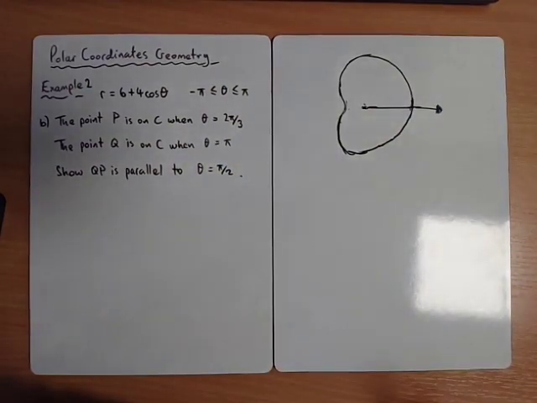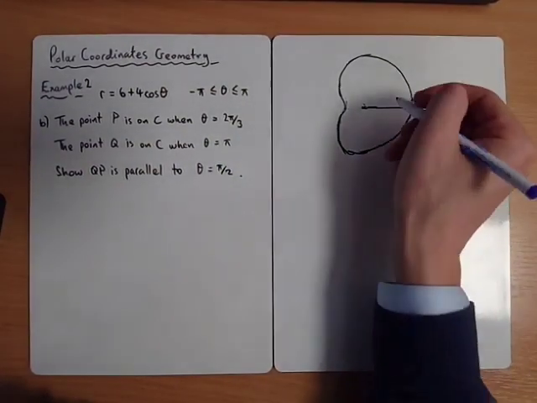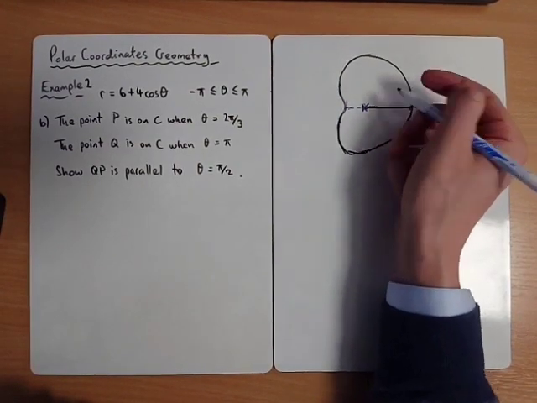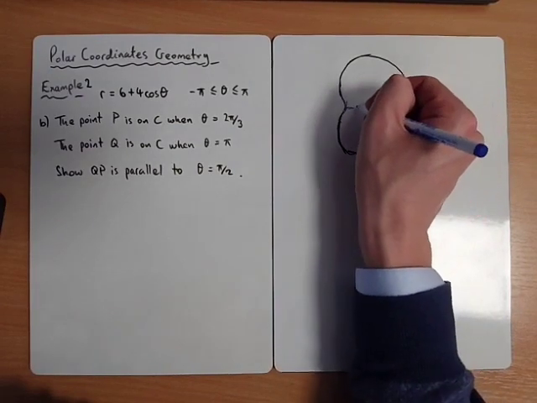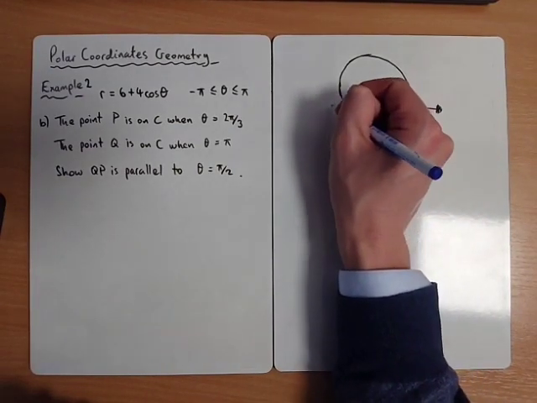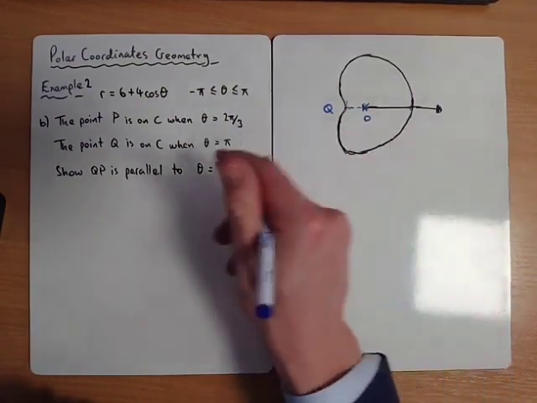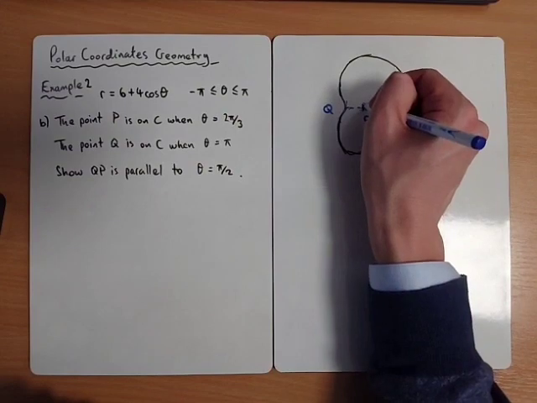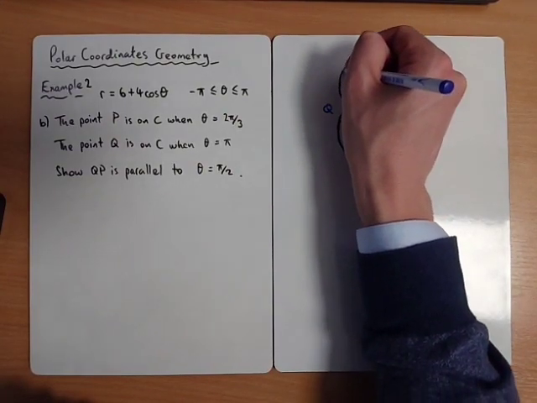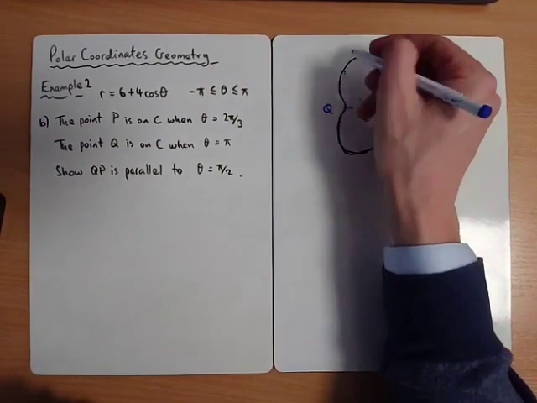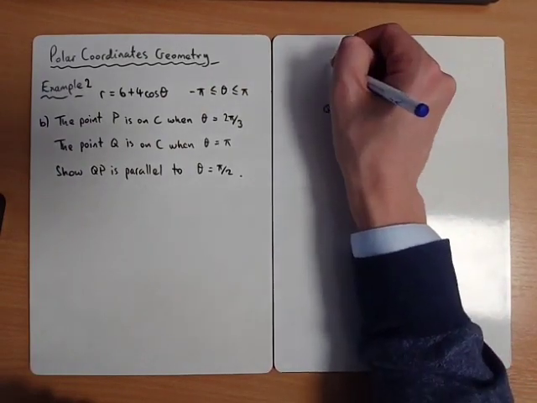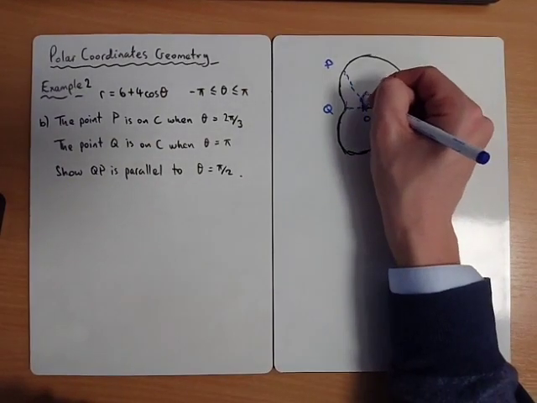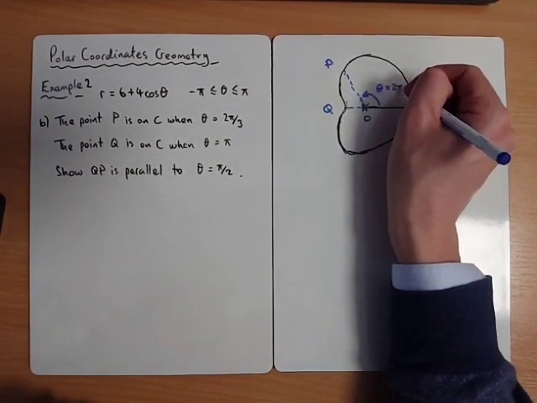So if you think about whereabouts these 2 points are, when theta equals pi, if that's our pole here, there's the origin. When we turn through pi, we go this way. So this point here would be the point Q. The point P would be 2 pi over 3, so if we turn through 2 pi over 3, we get the point P here. So for that angle, we'd get 2 pi over 3.